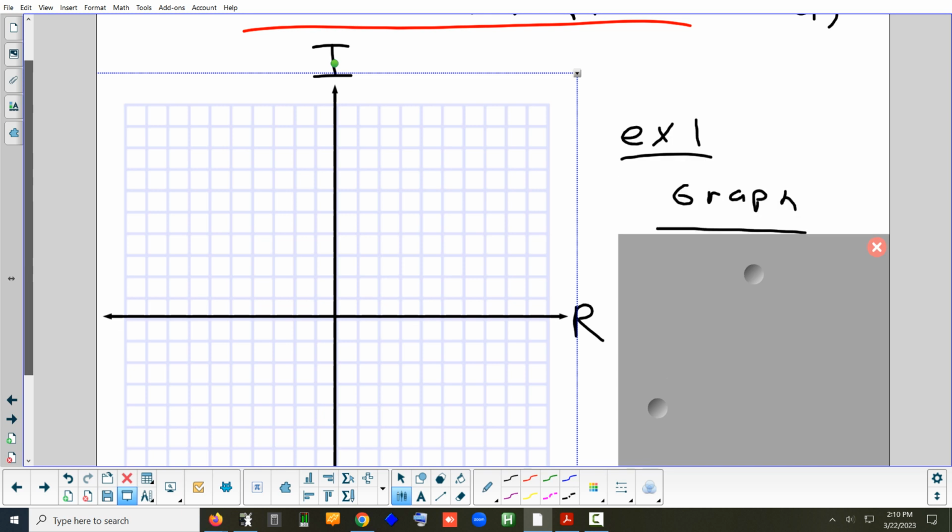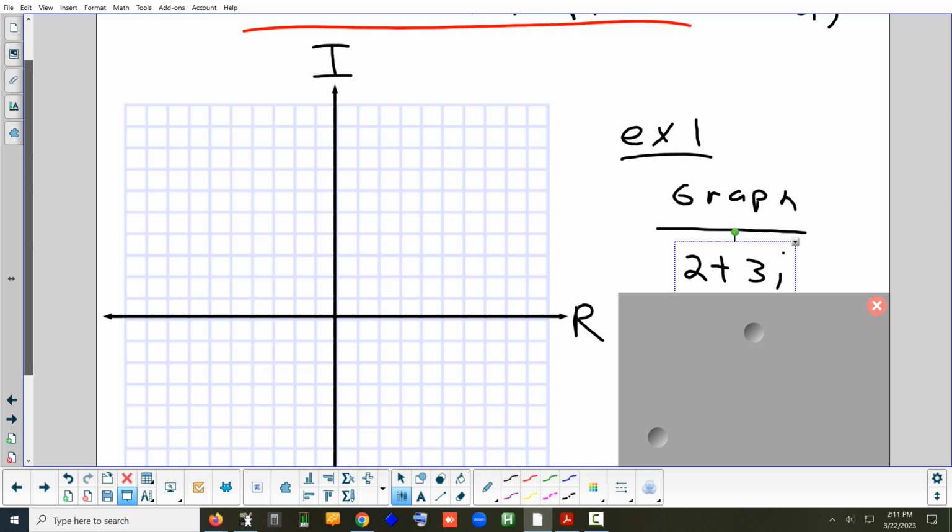So if you want to graph a complex number, all you have to do is look at the real part of your number, figure out what it is. If the real part is positive, you move right. If it's negative, you move left. Then you look at the imaginary part of your number. If it's positive, you go up. If it's negative, you go down. So graphing 2 plus 3i is exactly the same as graphing this. If you can graph (2, 3), you can graph 2 plus 3i.